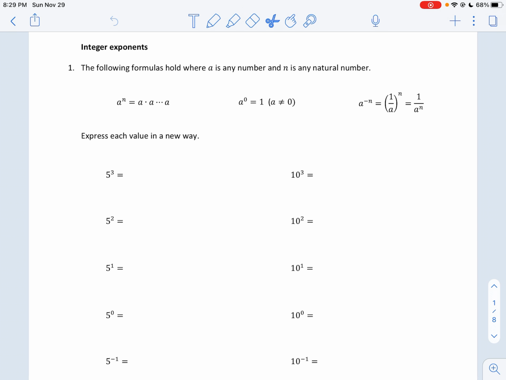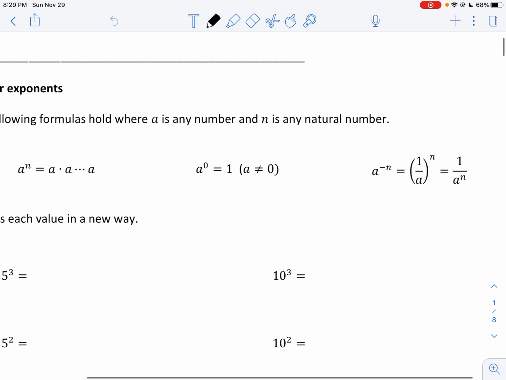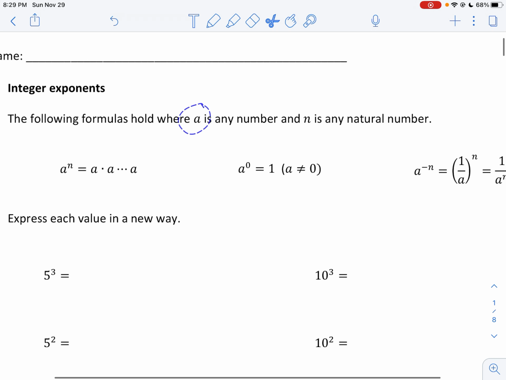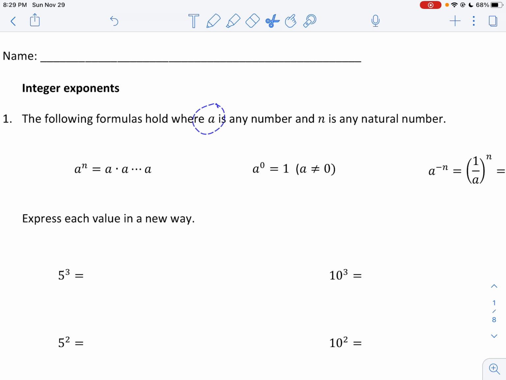So let a be any number and n be any natural number. Now when I say natural number, this is of course referring to the counting numbers 1, 2, 3, 4, 5, etc. I'm not putting any restrictions on what a can represent though. We're going to say just any number. So it could be a fraction, a whole number, a negative number, a positive number, etc. Any kind of number we've talked about so far, a can be that.